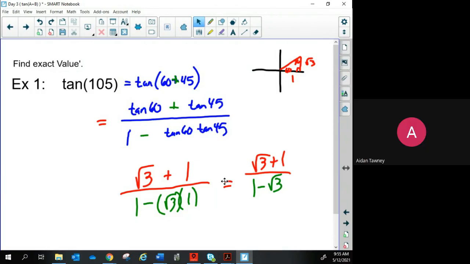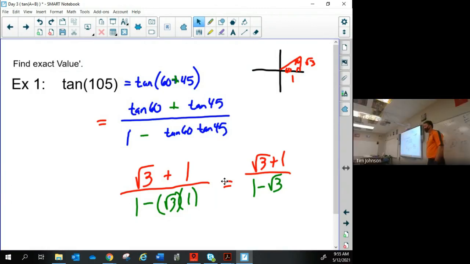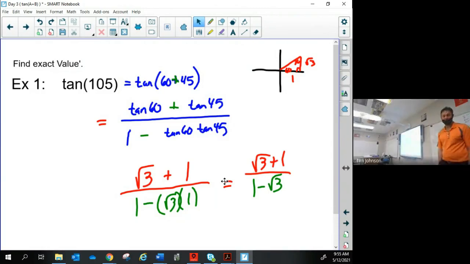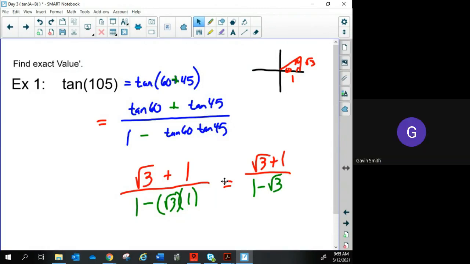You can't have the square root of 3 at the bottom. You got it. Okay, you can't have radicals in the bottom. So we'll go with purple G. Gavin, how do I get rid of that square root of 3 in the bottom then? You gotta times it by the top and the bottom. Okay, what do you want to times on the top and the bottom by? The square root of 3.